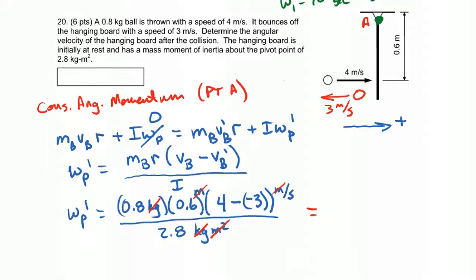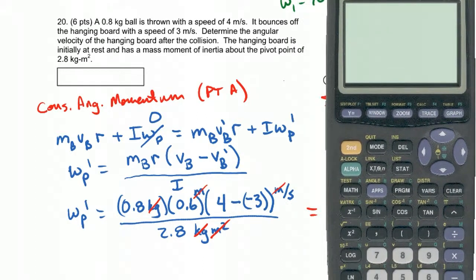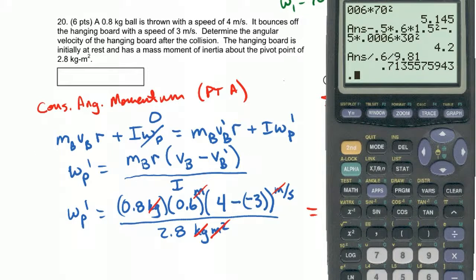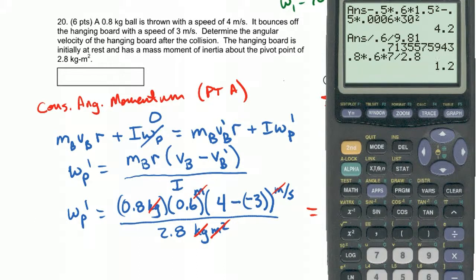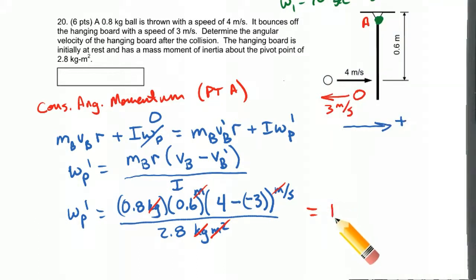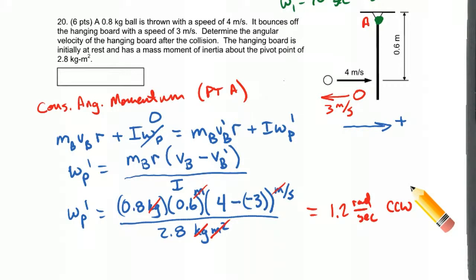And let's see, calculating that one last time with the calculator. 0.8 times 0.6 times 4 minus a minus 3 is 7, divided by 2.8, so 1.2 radians per second, and the direction of that will be counterclockwise, as shown in the diagram here.